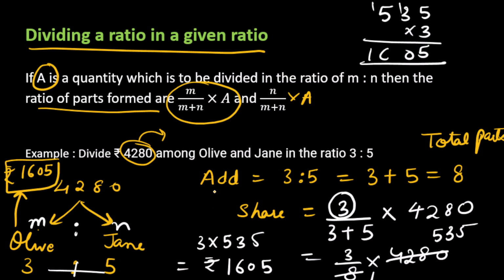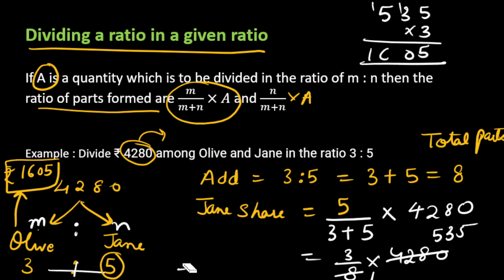Let's find same way Jane's share. So what change we have to do? What change we have to do for this one? Only numerator here we have to change. So what is the number written? Ratio number, that is 5. So here we will write 5 in front of Jane. So this type of pictures, diagrams you can make, which can help you to solve the questions.